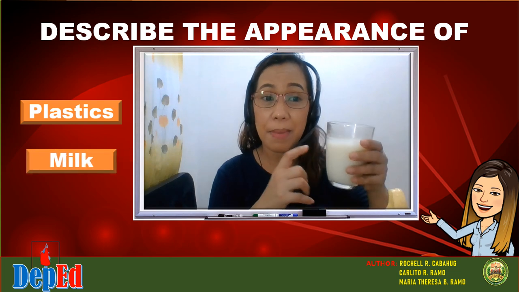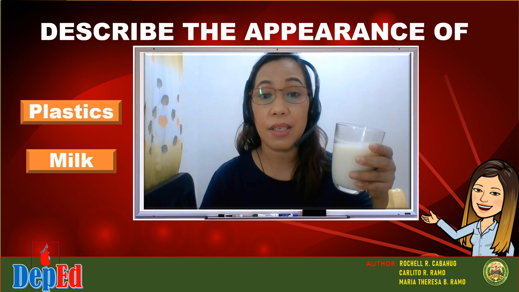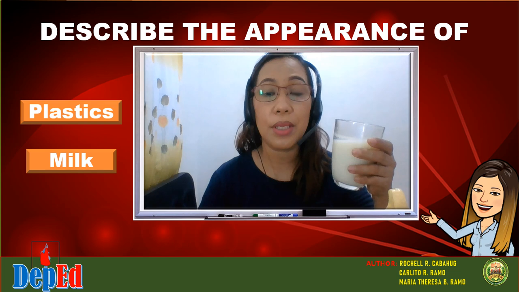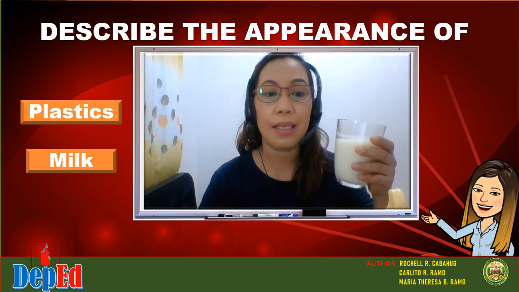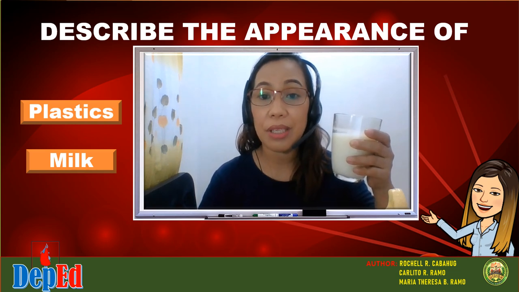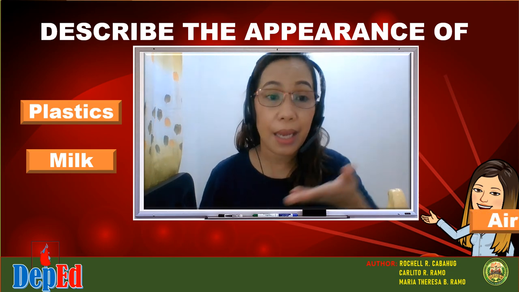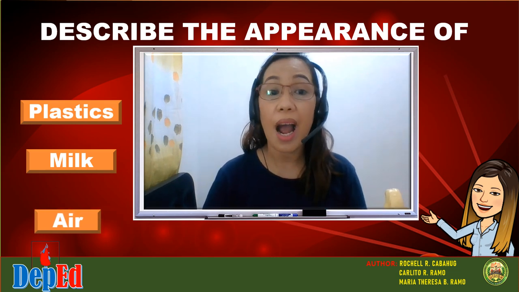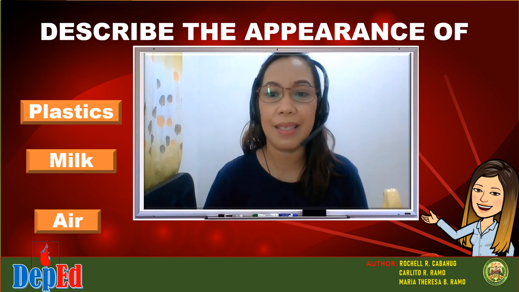Next, milk. Milk is made of water, fat, proteins, lactose, and minerals. Milk also contains trace amounts of other substances such as pigments, enzymes, vitamins, phospholipids, and gases. It is a liquid homogeneous mixture when it's seen by our naked eye. The air you breathe is a gaseous homogeneous mixture of oxygen, nitrogen, argon, and carbon dioxide with smaller amounts of other elements.